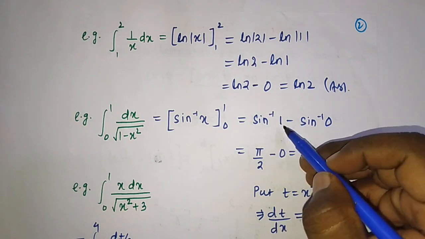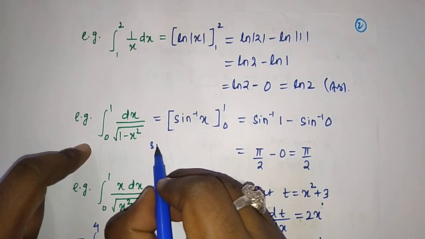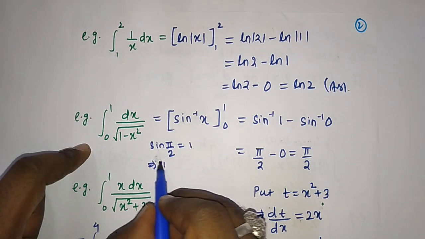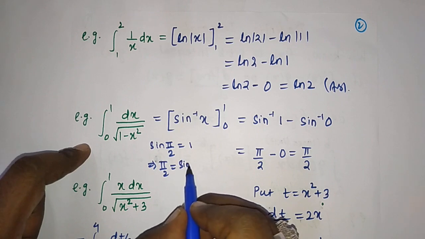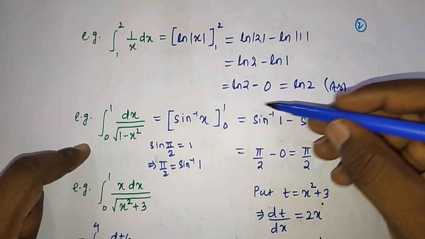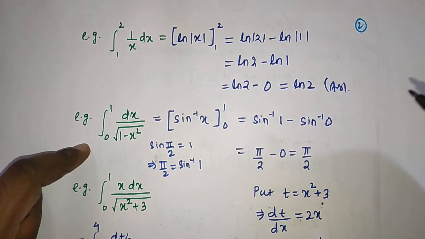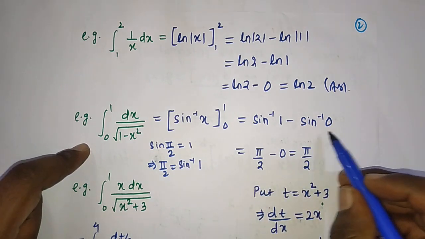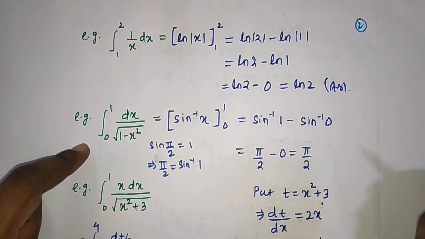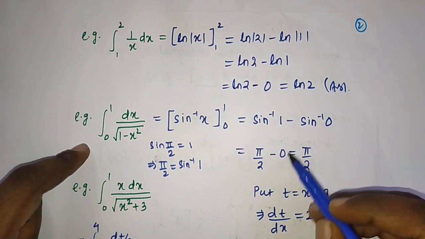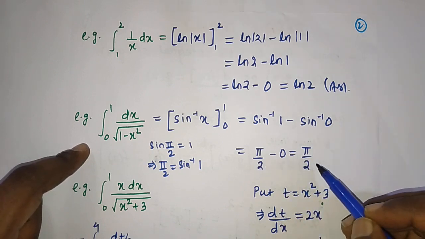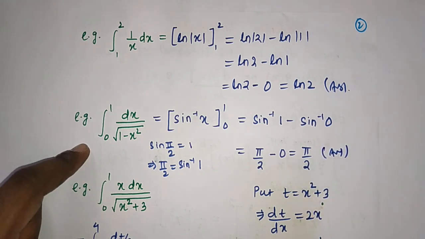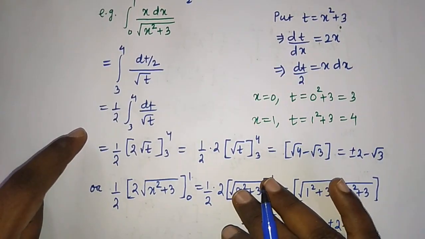Okay, what is the value of sin inverse 1? We know sin pi by 2 is equal to 1. Okay, then pi by 2 is equal to sin inverse 1. So value of sin inverse 1 is equal to pi by 2. Similarly, sin inverse 0: you know value of sin 0 is 0, then 0 is equal to sin inverse 0, so value of sin inverse 0 is also 0. Okay, then pi by 2 minus 0, answer is pi by 2. Okay, now next come to another example.